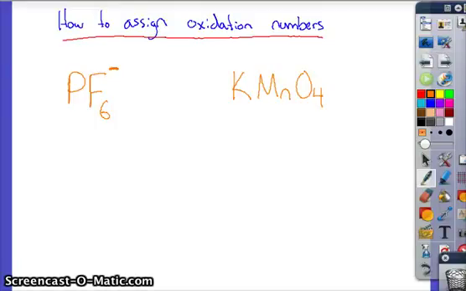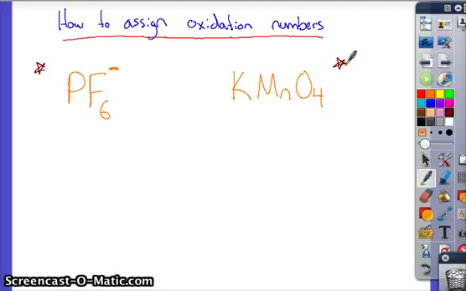In this video, we're going to look at how you assign oxidation numbers. An oxidation number is the charge. There are a set of rules which will always be provided, and those rules indicate what charges you most likely have for group 1 ions, for oxygen, for hydrogen. And in this case, we'll look at a PF6 ion and a KMnO4 molecule.